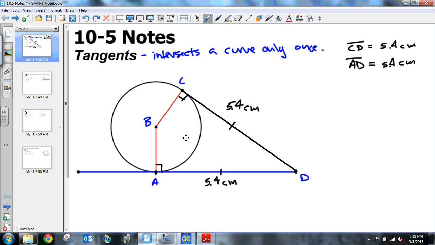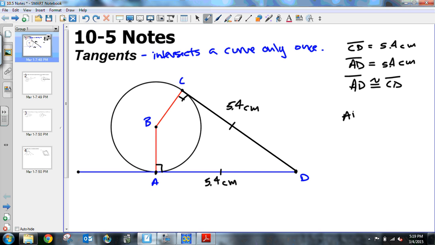So what we find out is that if we have two tangent lines that intersect at a point, then we know that those tangent lines are congruent. So we can say that AD is congruent to CD. All right. Now, the other thing I can say is that the tangent line and the radius that connects the center of the circle to the tangent point are perpendicular.